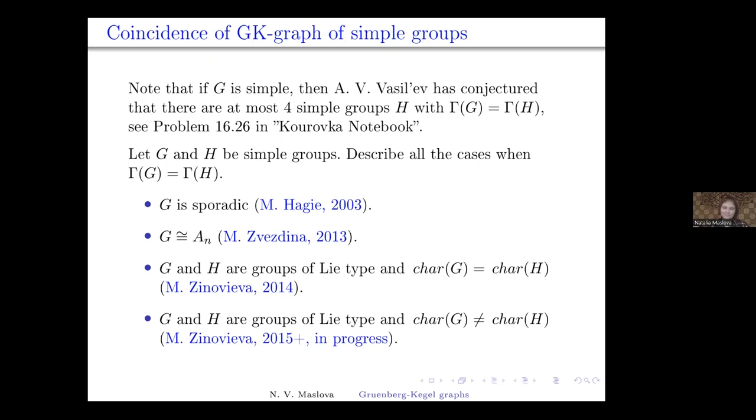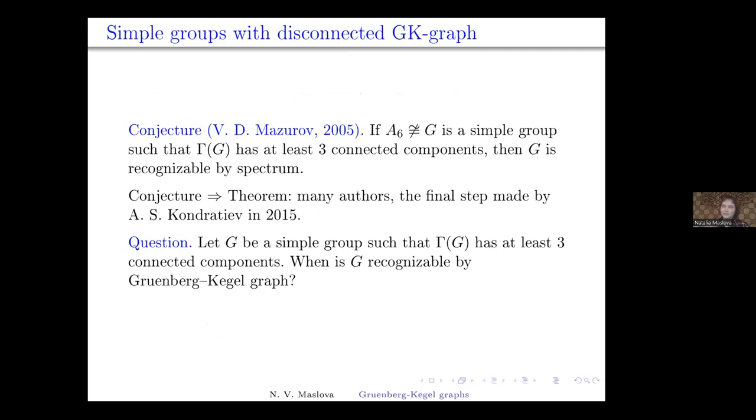And let us think about recognizability by Gruenberg-Kegel graphs of some almost simple and in particular finite simple groups. Around 20 years ago, Viktor Mazurov conjectured that if G is a finite simple group which is not isomorphic to the alternating group on 6 points, and its Gruenberg-Kegel graph has at least 3 connected components, then G is uniquely determined by spectrum, is recognizable by spectrum. This conjecture became a theorem. Again by many authors, and the final step was given by Anatoly Kondratyev 7 years ago.